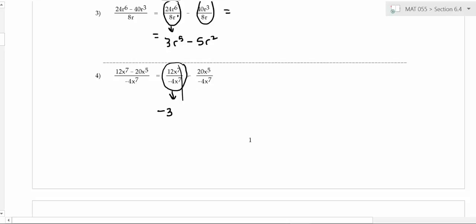All right, now notice on this one, you've got to be careful. You have subtracting a negative. You have 2 negatives, so that's going to make that addition. You're subtracting a negative number, so that's going to become addition. And then 20 divided by 4 is 5.